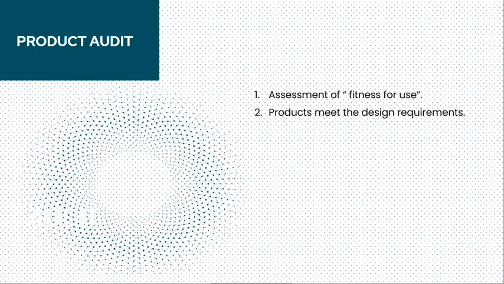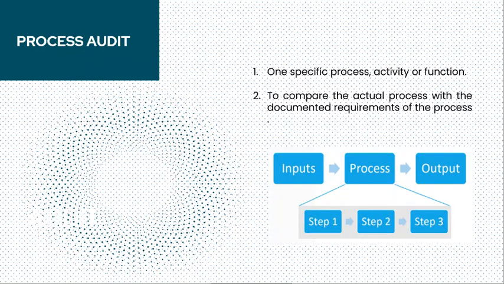Coming to the next type of audit, which is the process audit. In process audit, one specific process, activity, or function is audited, and then you compare that with the documented requirement of that process. Okay, now let's understand this with a simple example. Let's take two simple examples of the process audit. Let's say there is a process in which the operator is expected to pick a nut from one side, a bolt from the other side and put them together, the nut and a bolt. This is a very simple process.